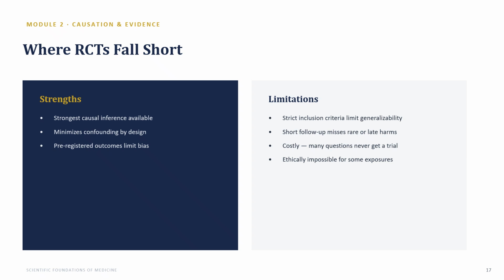Strict inclusion criteria which limit generalizability. Short follow-up misses rare or late harms. Costly, so many questions never get a trial. Ethically impossible for some exposures. Its strengths are the strongest causal inference available, it minimizes confounding by design, and pre-registered outcomes limit bias.